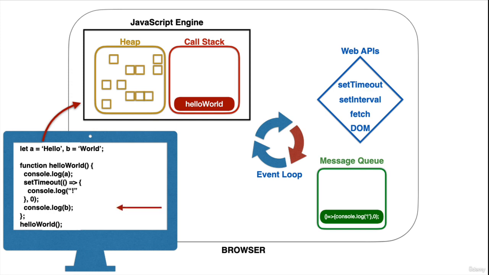And so what's the next thing that comes up? Well, it's another console log statement. So that gets added to the call stack, and we go ahead and complete that console log statement. World is printed to the console. And so that console log statement is removed from the call stack. At this point, we are finished with the hello world function, and so that is removed from the call stack as well.